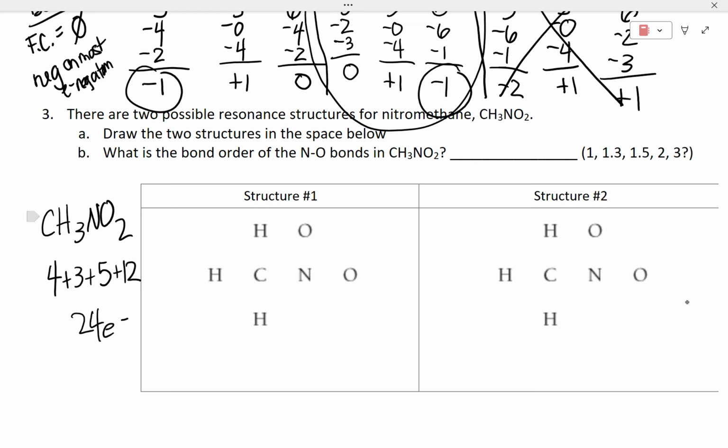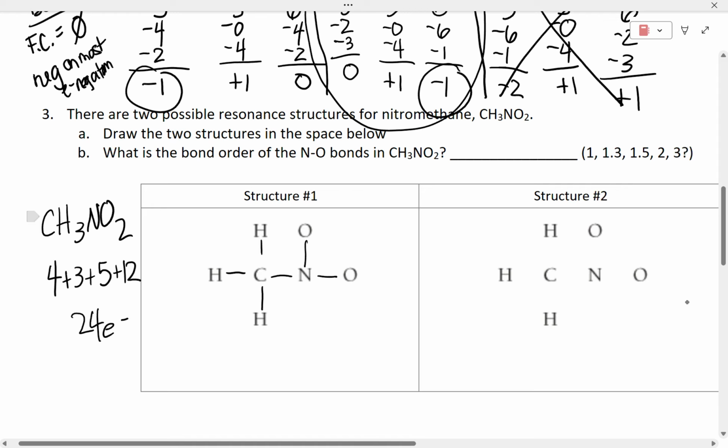Then next step is I'm going to connect everything with single bonds. And so here I'm going to connect these like this. And you might wonder, why didn't I connect it this way? Well, I should know from our octet rule that hydrogen only wants to have 2 electrons around it, so it's not going to want to form 2 bonds like that. So I'm going to go like this right here. So there is our initial lines we've drawn.